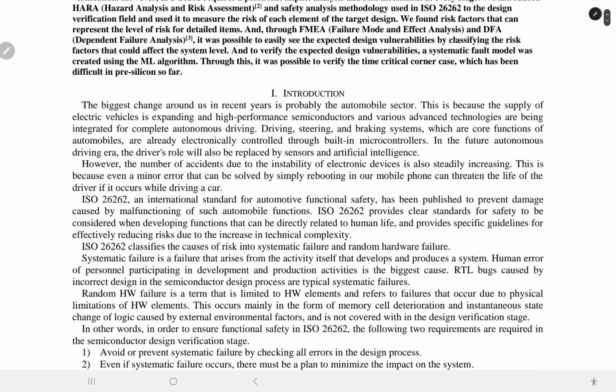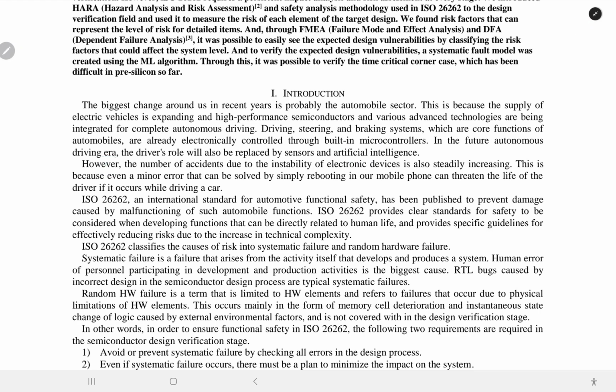In the introduction, the biggest change around us in recent years is probably the automobile sector. This is because the supply of electric vehicles is expanding, and high-performance semiconductors and various advanced technologies are being integrated for complete autonomous driving. Steering and braking systems, which are core functions of the automobile, are already electronically controlled through built-in microcontrollers. In the future autonomous driving era, the driver's role will also be replaced by sensors and artificial intelligence.